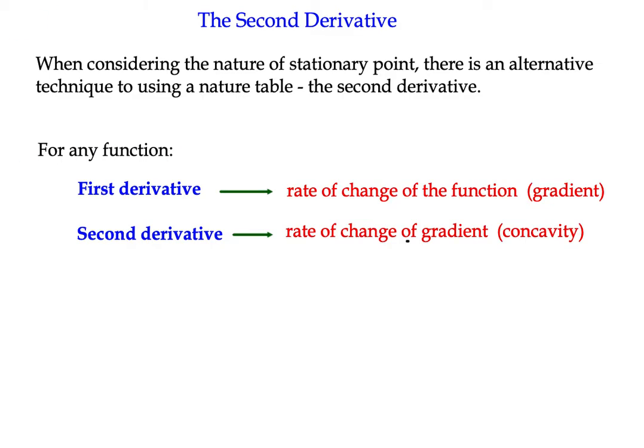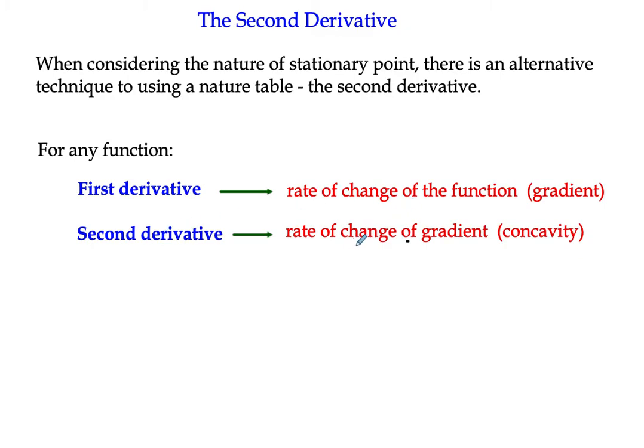So rather than using a nature table, the second derivative is a valid and often quicker way to work out if we have a maximum or minimum turning point. We know that the first derivative of a polynomial function or any function is what we call the rate of change of the value of the function, otherwise known on a graph as the gradient. So the first derivative is our gradient rule. It allows us to calculate the gradient for any value of x.